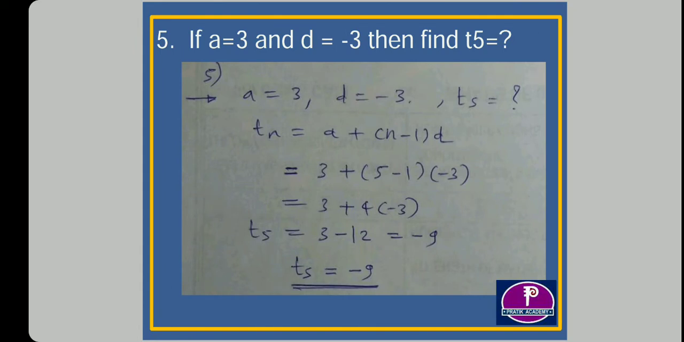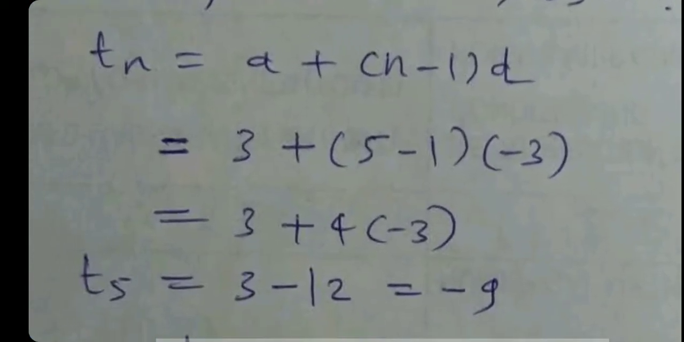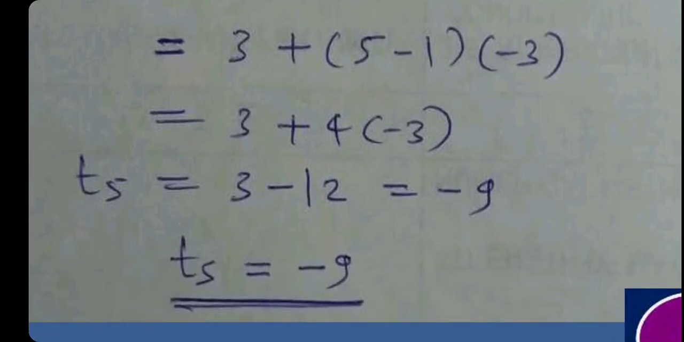Then if a is equal to 3, d is equal to minus 3, find T5. So we have the formula Tn is equal to a plus n minus 1 into d. Put values here, is equal to 3 plus 5 minus 1 into minus 3. After simplification, we get T5 as minus 9.